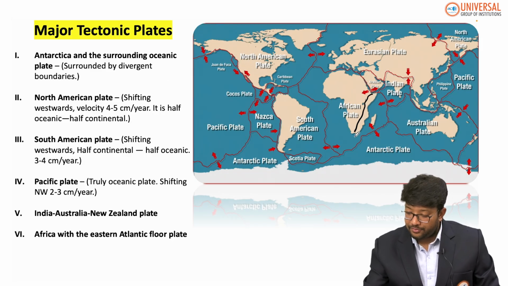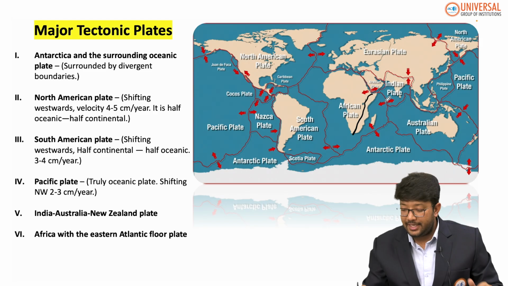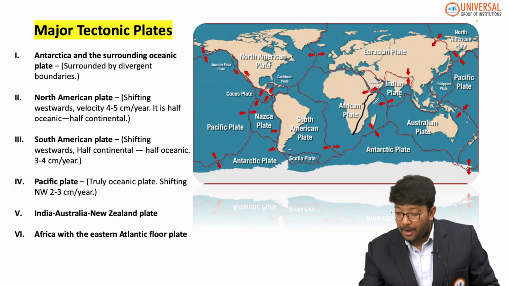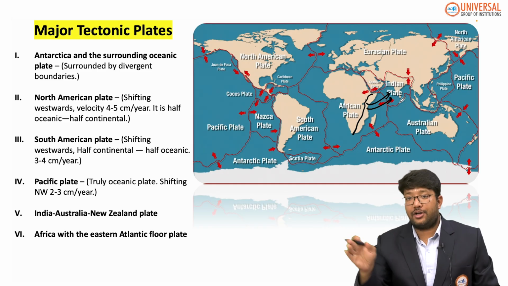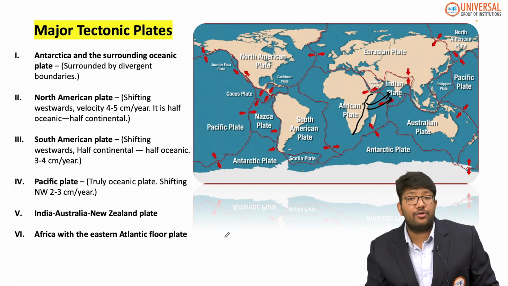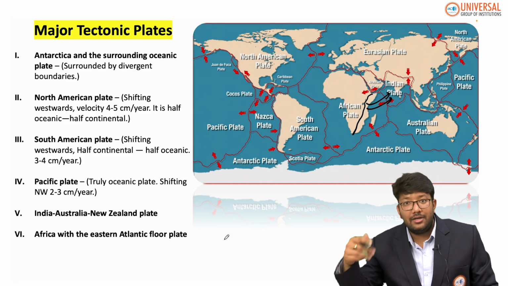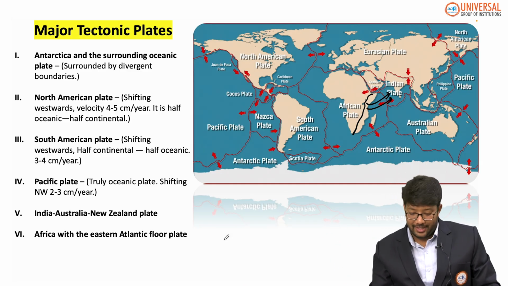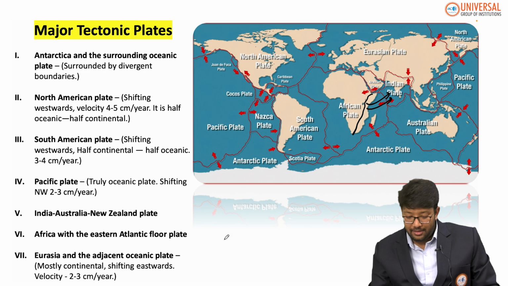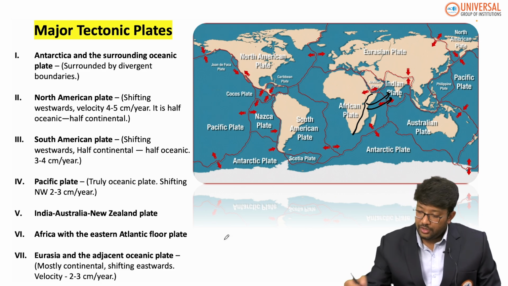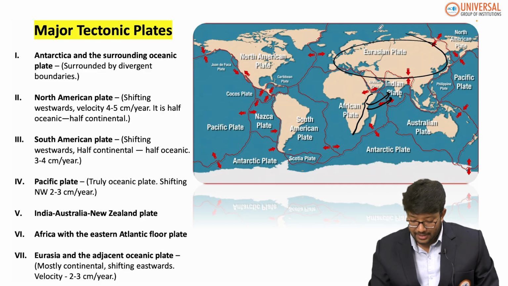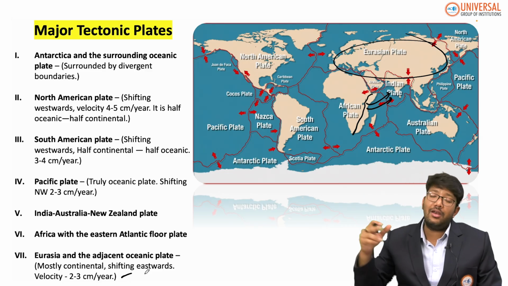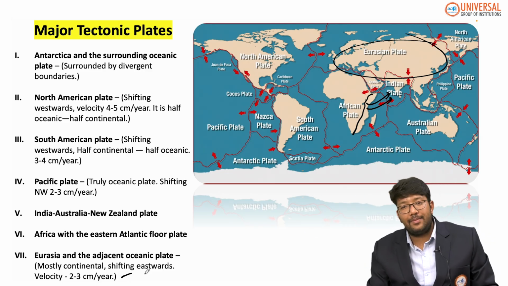This part, the eastern part of Africa, is drifting apart at a faster rate, and it is assumed that in upcoming centuries or thousands of years, the eastern part of Africa will be colliding with the western coast of India. That's how the new developments have taken place. And the seventh, and the important one, is Eurasia and the adjacent oceanic plates. The Eurasian plate is mostly continental plate, and it is shifting eastward at the rate of 2 to 3 centimeters per year. So these all seven are the major tectonic plates of the world.